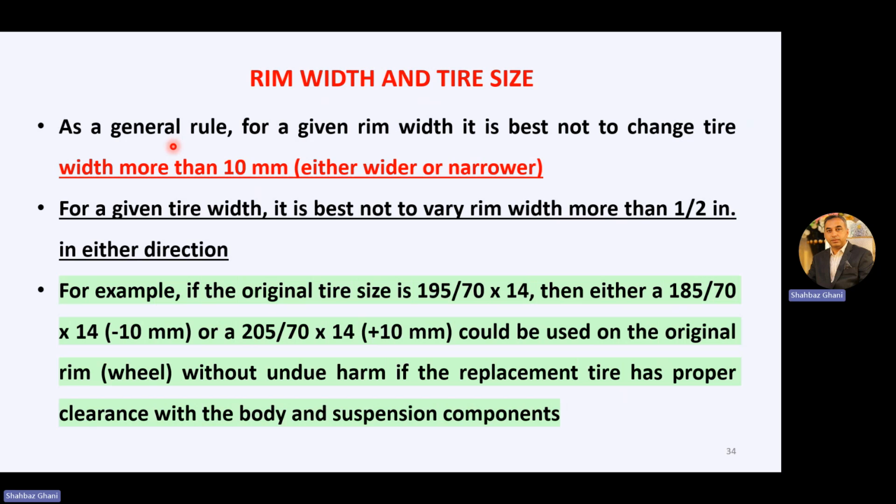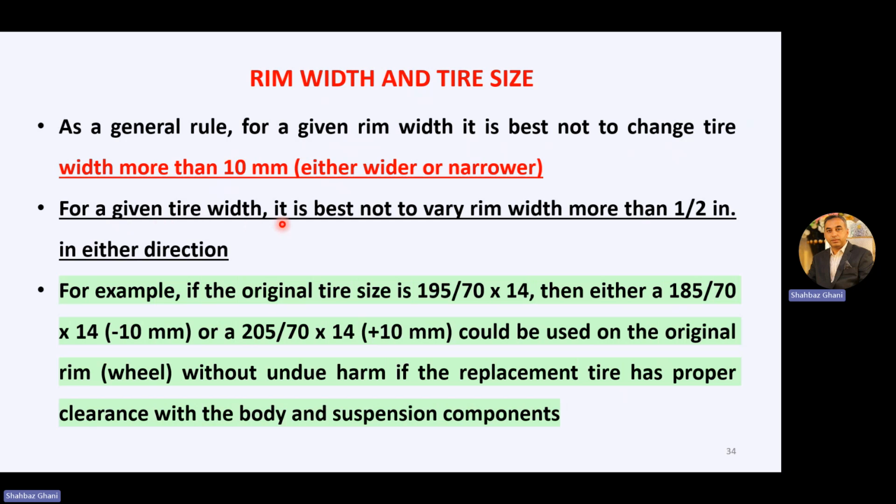Now, rim width and tire size. As a general rule, for a given rim width, it is best not to change tire width more than 10 mm, either wider or narrower. If we are using the same rim, the width we can go plus or minus is 10 mm, either wider or narrower. If we do not change the rim, then we can only go plus or minus 10 mm.